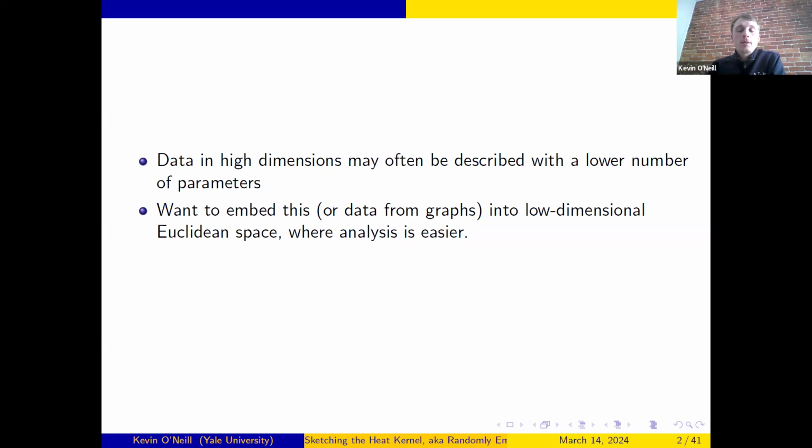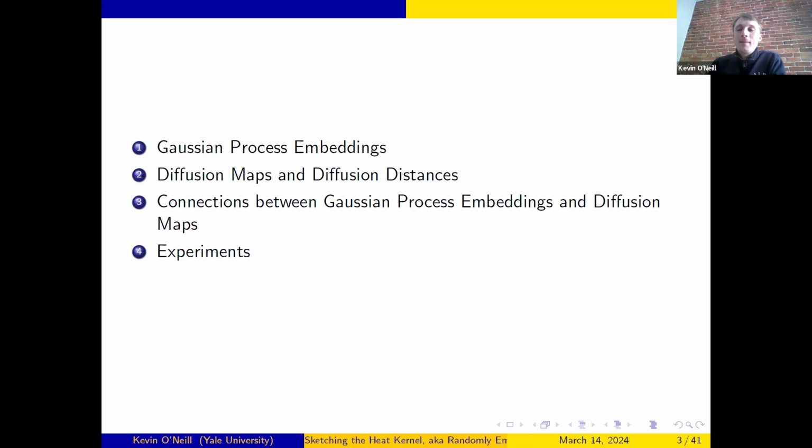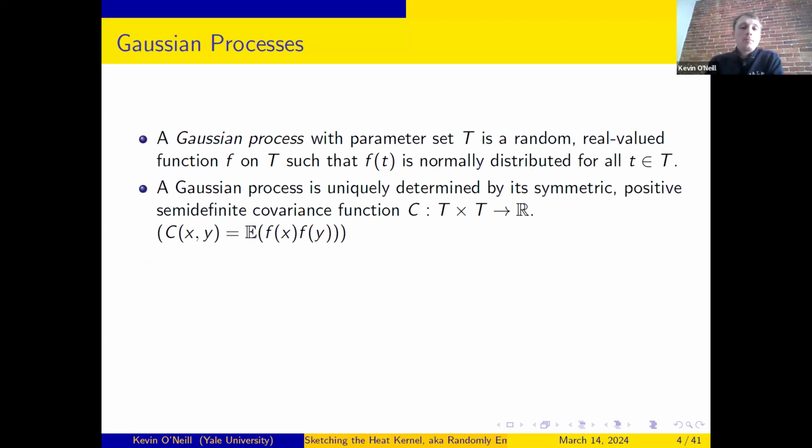Okay. And you can do a similar thing with data from graphs too. We're just getting any sort of Euclidean structure could be helpful. Okay. So we won't spend too much more time on that general motivation that you've probably seen before. But here's a brief outline of the talk. So first, I'm going to tell you what these Gaussian process embeddings are. And then in order to understand some of their key properties, we're going to have to take a detour and talk about diffusion maps and diffusion distances. Then we'll see how the two are connected. And then I'll show you some experiments that we ran for Gaussian process embeddings to show how they work in practice.